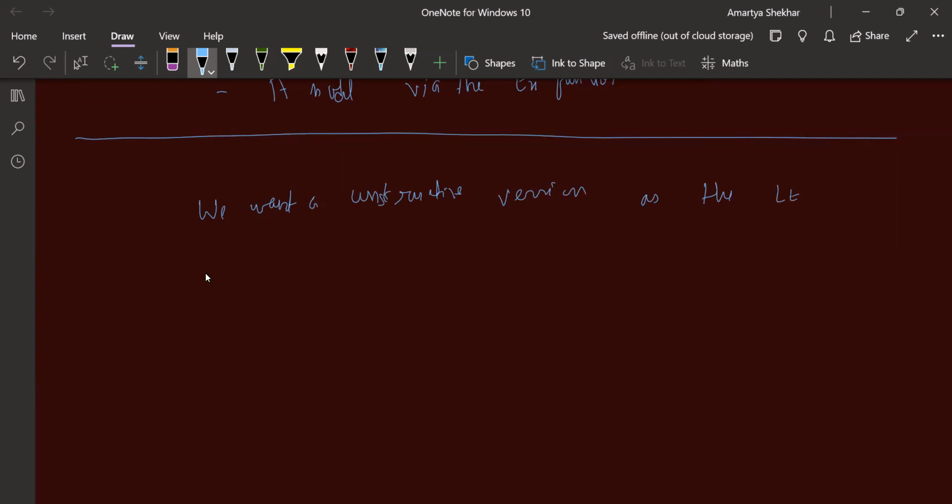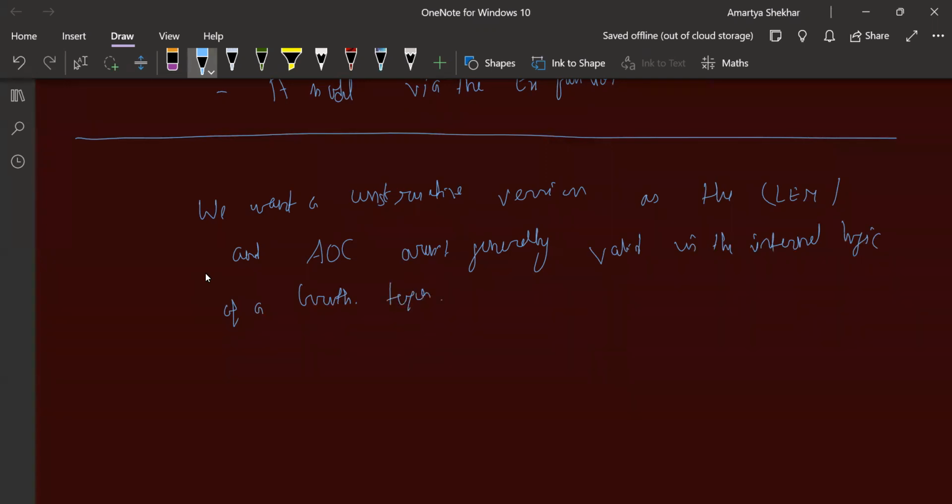which I abbreviate to LEM, is the law of excluded middle, and also the axiom of choice, AOC, are not generally valid in the internal logic of a Grothendieck topos.